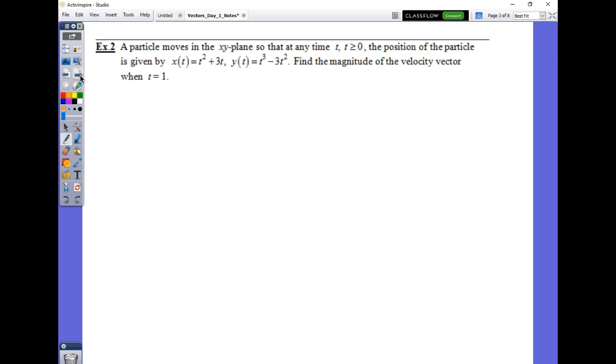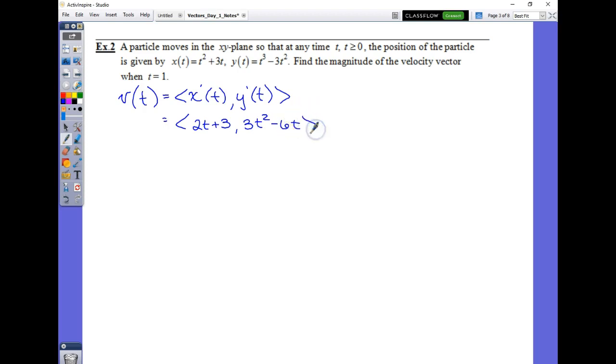Well, before we can find the magnitude of the velocity vector, we should probably find the velocity vector. So I state that v of t is going to equal the x prime of t, y prime of t. I like to put this down just so that I know for a fact that I'm doing the question right. I want to show that relationship and show my grader, my teacher, my peers that I understand what I'm attempting to find. So that v of t is going to turn out to be 2t plus 3, and this is going to be 3t squared minus 6t. Go figure. It's good stuff right there.